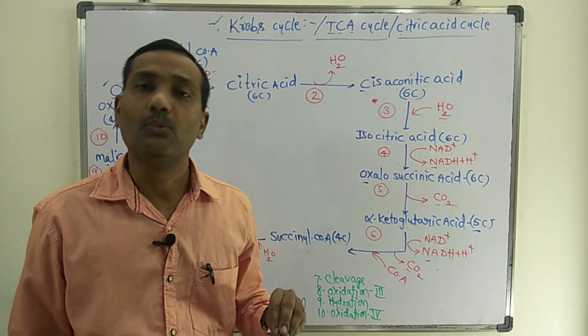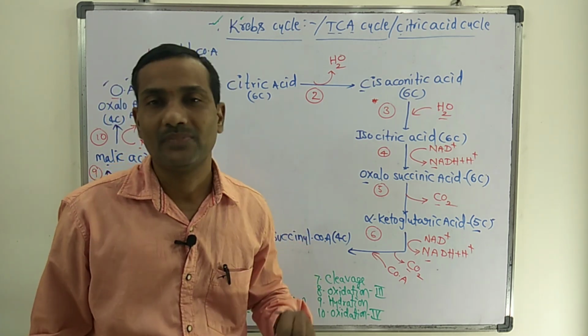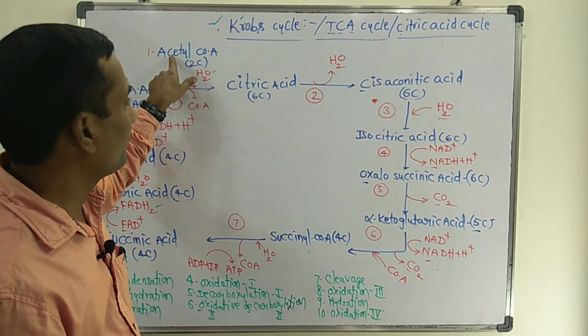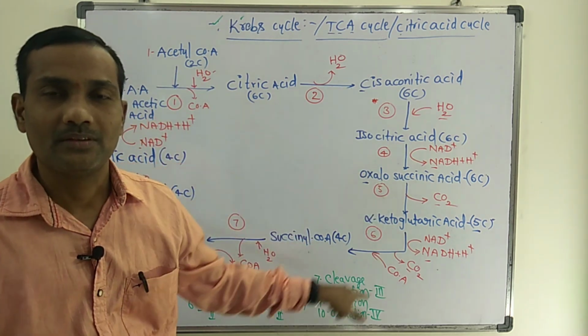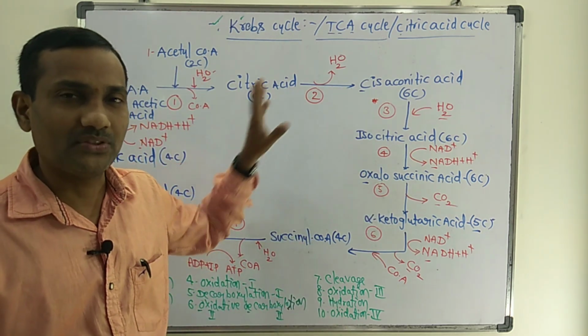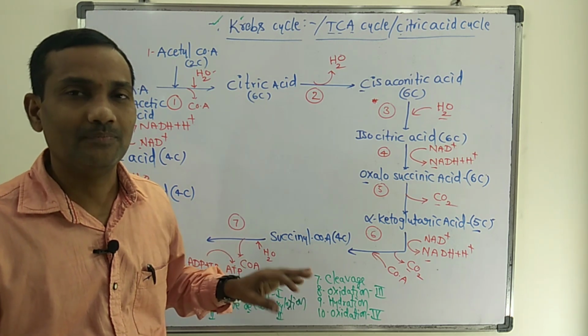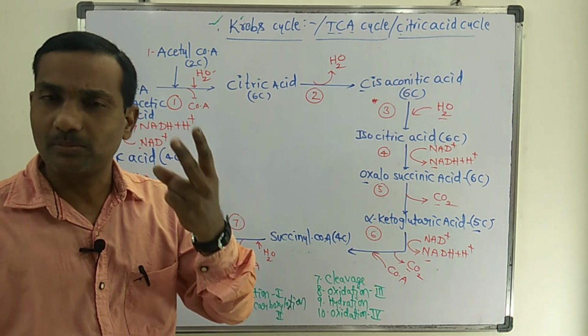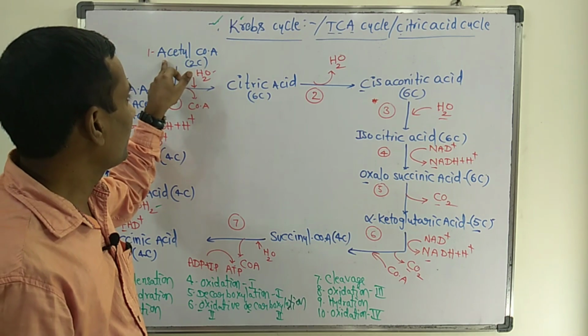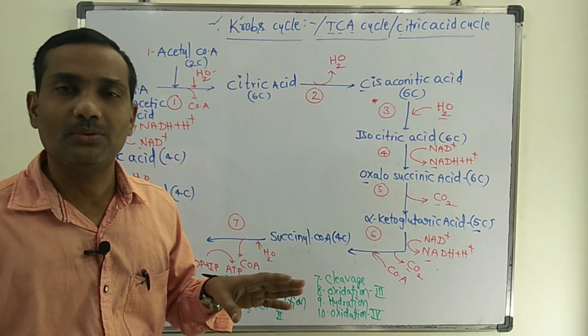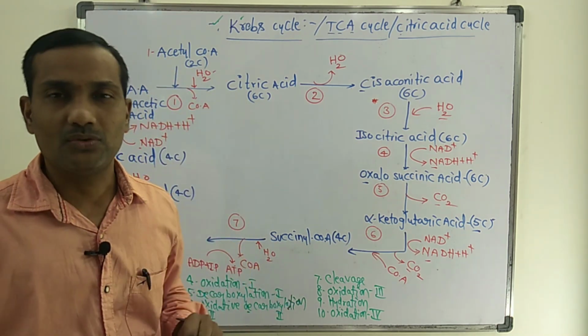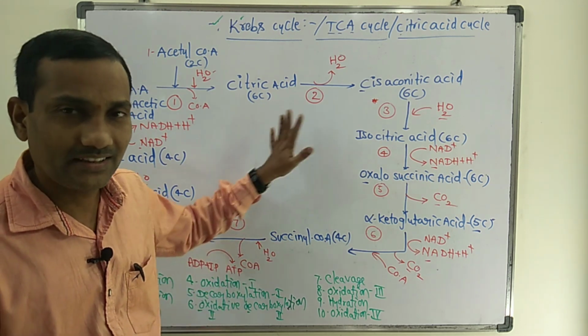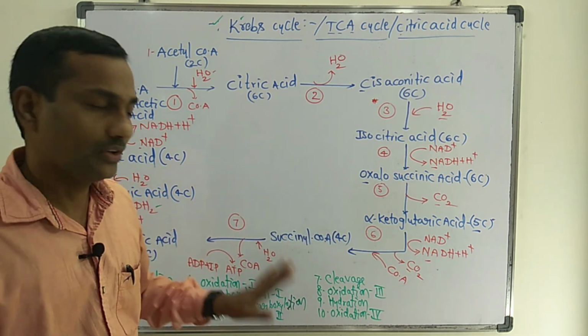From this pathway, what type of questions can we expect in the exam? For 1 acetyl-CoA entering the Krebs cycle or citric acid cycle, how many CO2 molecules are produced? 2 CO2. For 2 acetyl-CoA, how many CO2 molecules are produced? 4 CO2 molecules. Like that, you can expect different types of questions here.